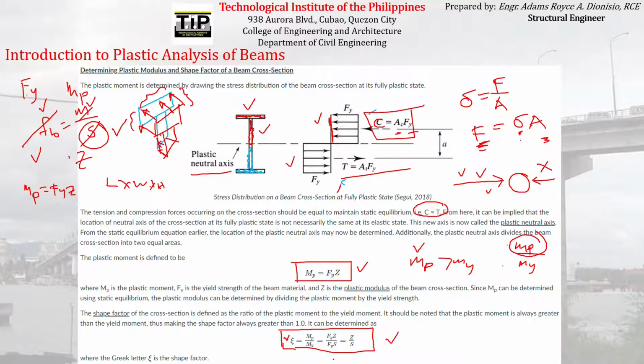Ratio mo lang yung MP tsaka yung My. Or if you will substitute the formula for MP, which is equal to Fyz, and then substitute din natin yung formula for My, which is equal to FyS. Cancel lang yung Fy, matitira is Z over S. So that is another formula for finding the shape factor. So kung alam mo na yung plastic section modulus tsaka yung section modulus, you can already compute for the magnitude of the shape factor which is equal to this.